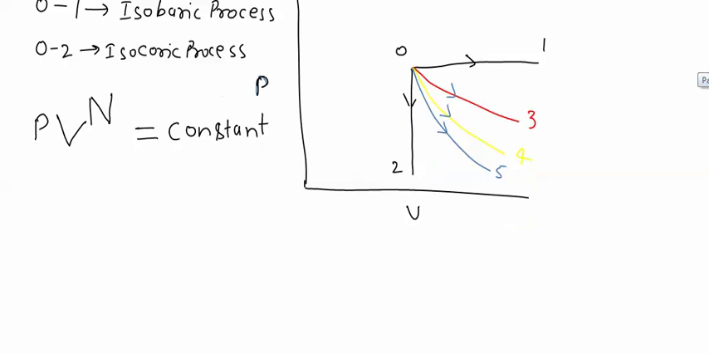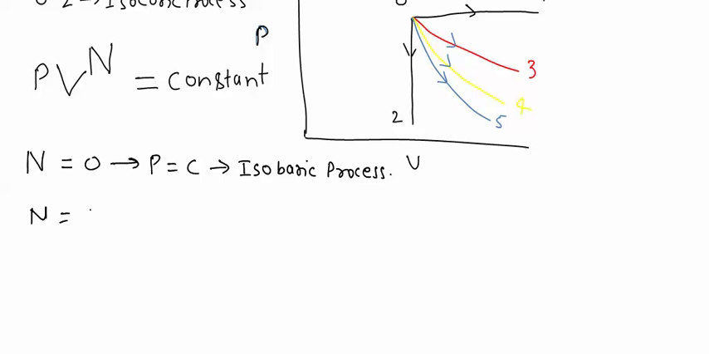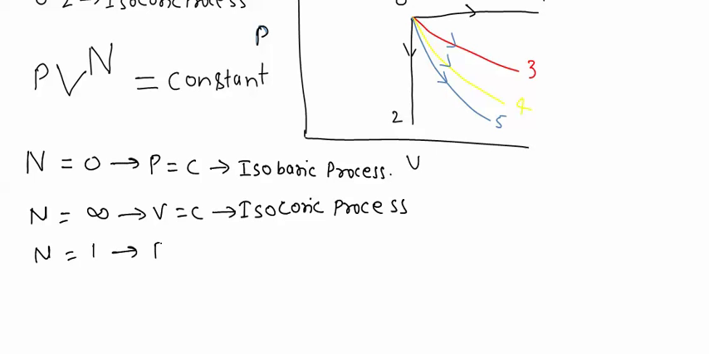First of all, I'll write N is equal to 0. Then P is equal to constant, so the process is an isobaric process. After that, I'll change the value to N is equal to infinity. Then you will see the volume is equal to constant, simply the isochoric process. And if you substitute N is equal to 1, then PV is equal to constant. It is nothing but an isothermal process.